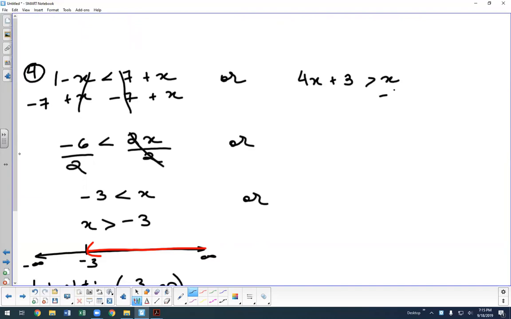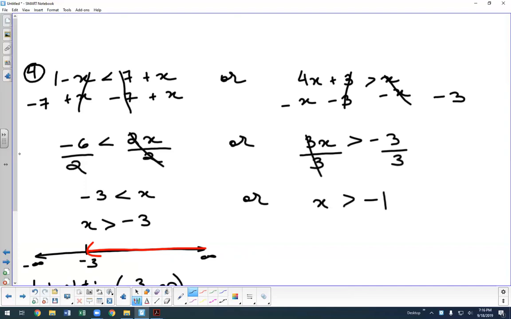I guess I'm going to start by subtracting my x, bring it to the left, and subtract the 3. Move it to the right. So we'll have 4x minus x, which is 3x greater than negative 3. And what will that give us? Very good. X will be greater than negative 1.